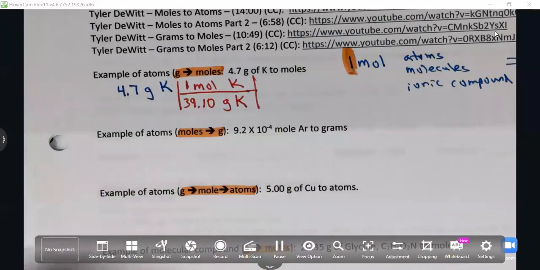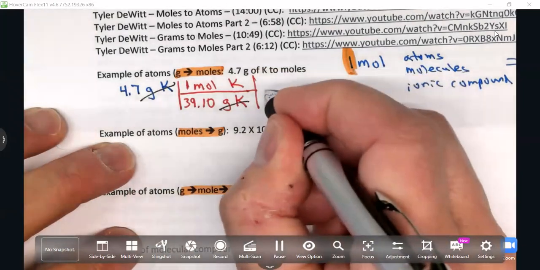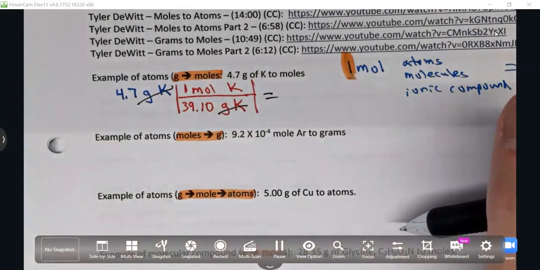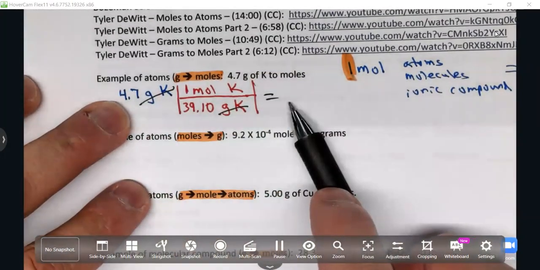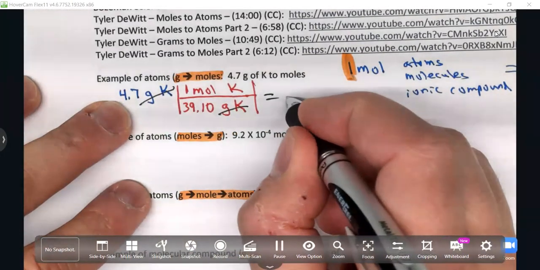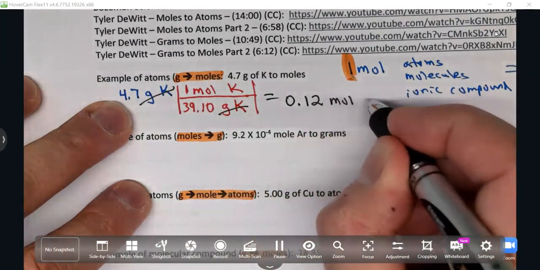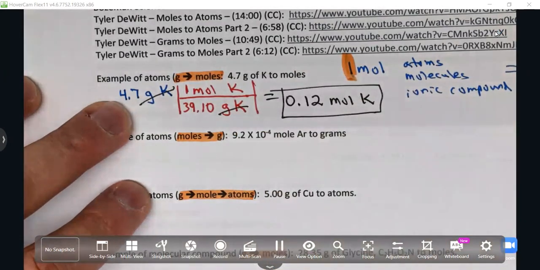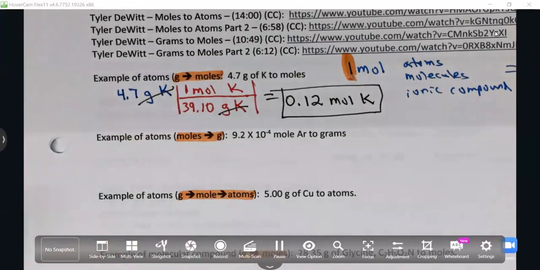We know then that grams are going to cancel out, and we can solve this. We're simply going to divide this, and sig fig wise, we started with 2 sig figs. We're going to end with 2 sig figs, right? And if we end with 2 sig figs, we should get 0.12, right? 0.12 looks good? Okay.